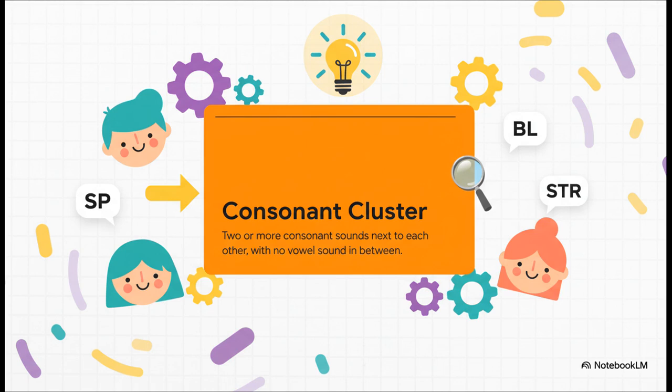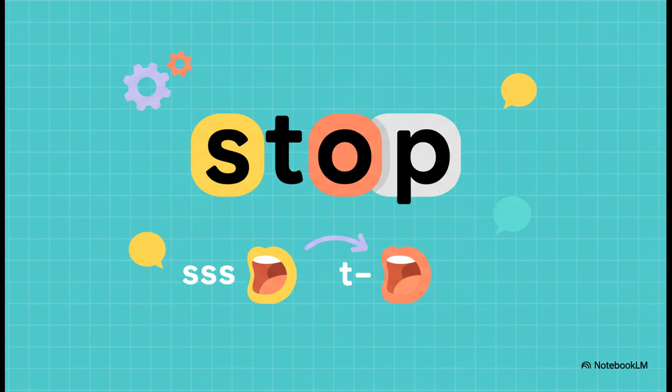Okay, so the official definition is a consonant cluster is when two or more consonant sounds are right next to each other. And the key thing is there's no vowel sounds squeezing in between them. That's exactly right. Think of it like a little team of consonant sounds, all sticking together. And notice, we keep saying sounds, not letters. That's a super important detail. A perfect example is the word stop. You can hear that S sound, S, and the T sound, T, are right next to each other. There's nothing in between. ST, stop.